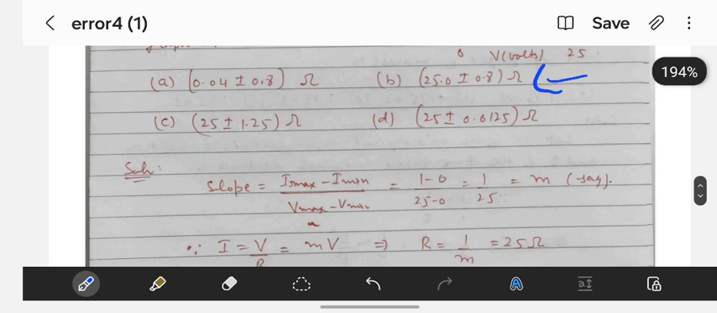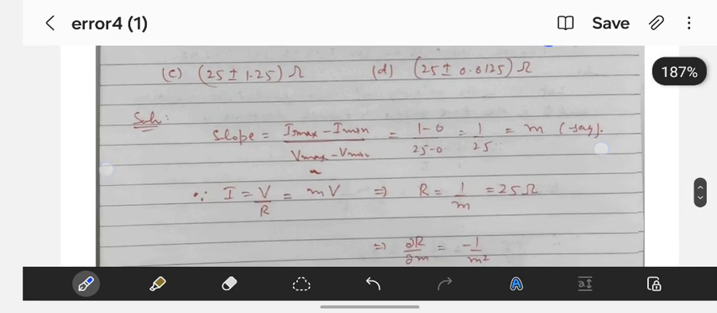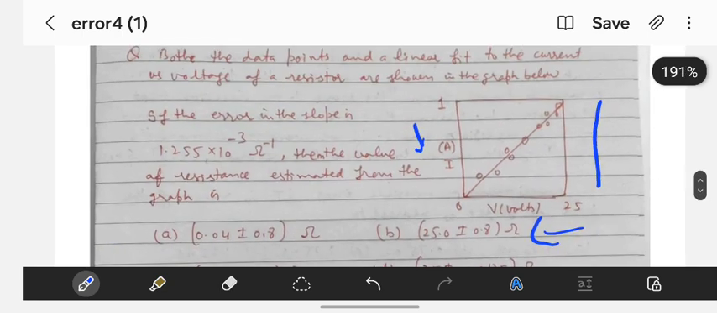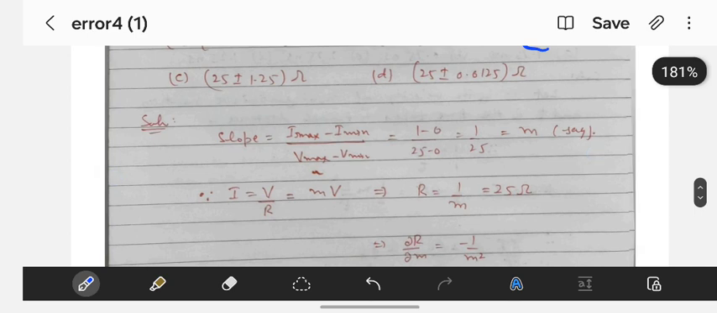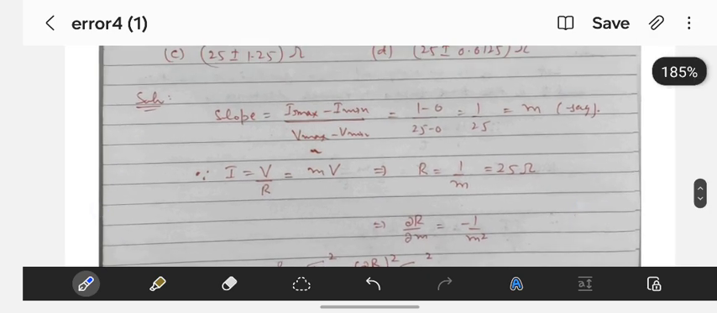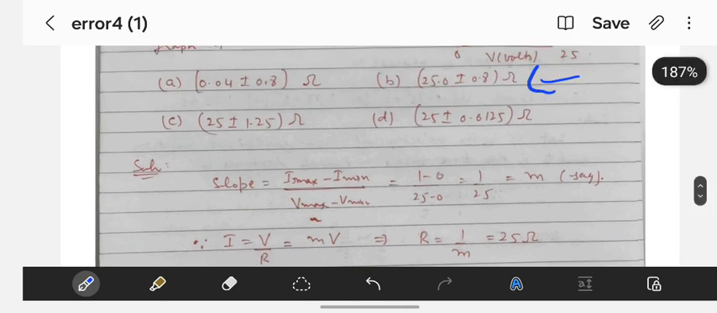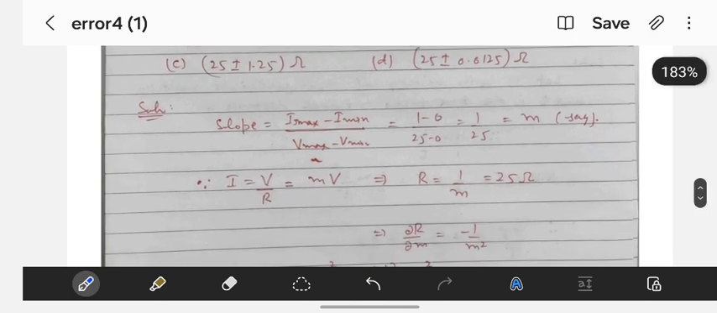So it's the slope of the fitted curve. Now we can see from this plot that I upon V will be 1 upon R. So slope is nothing but 1 upon R. So the slope m will be equal to 1 upon R, and from here R equals 1 upon m. And we know that m came out to be 1 by 25, so R will be 25 ohm. So we find the resistance, that is 25 ohm.